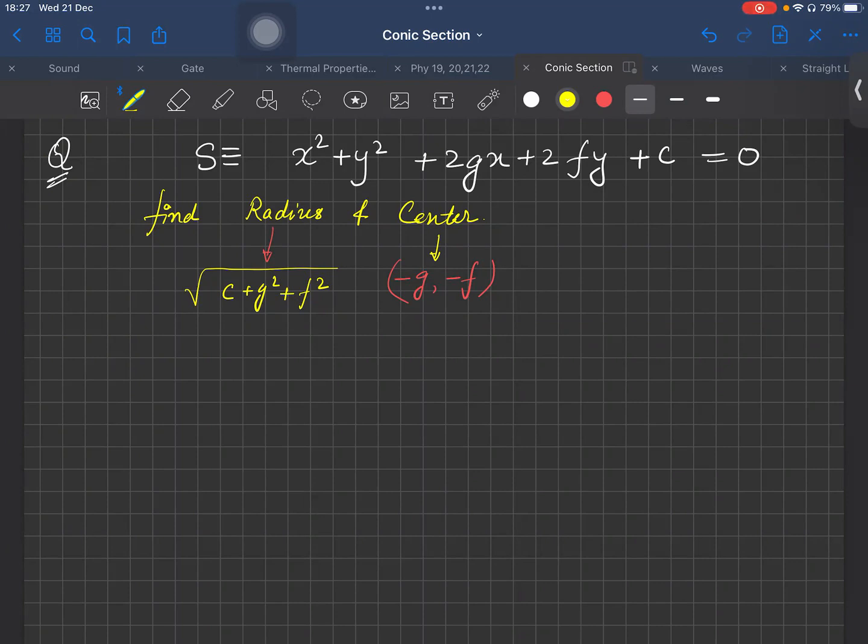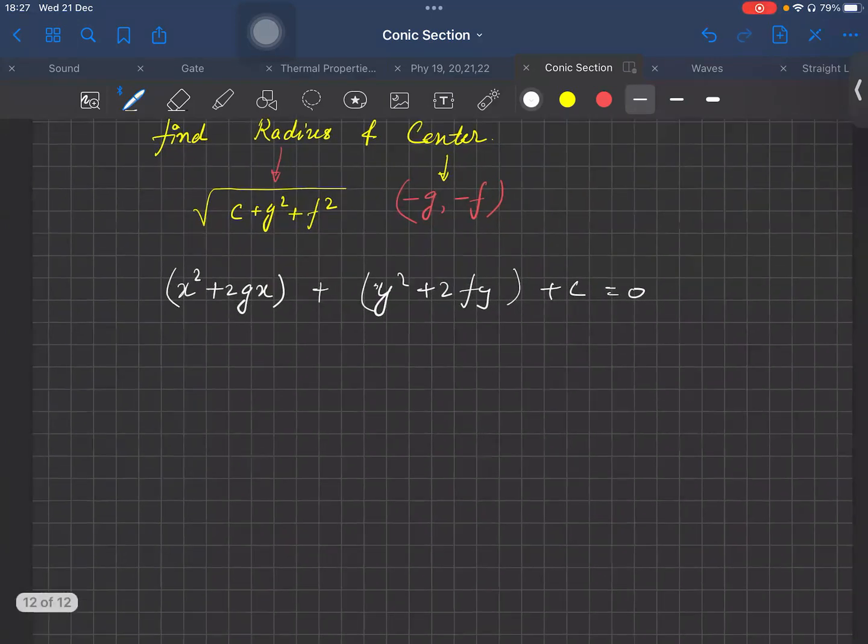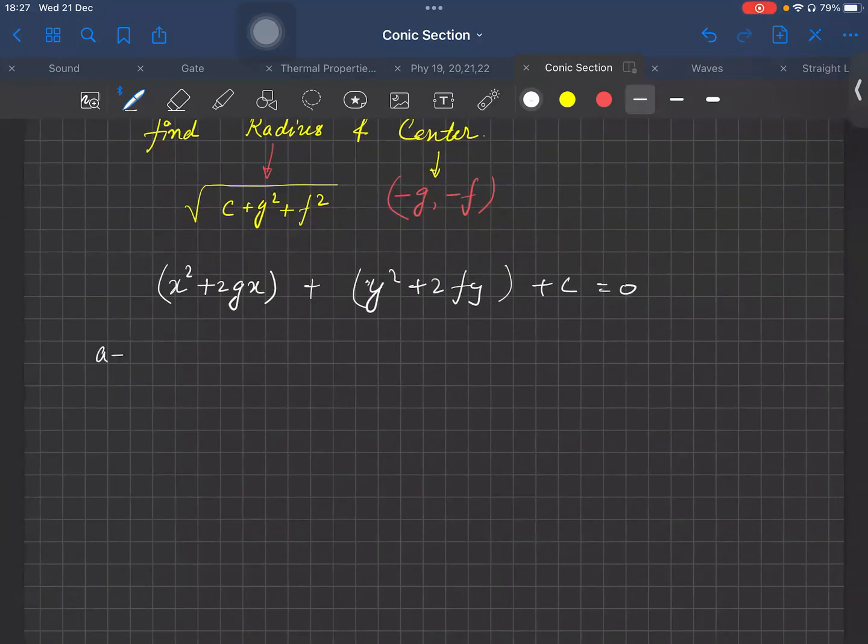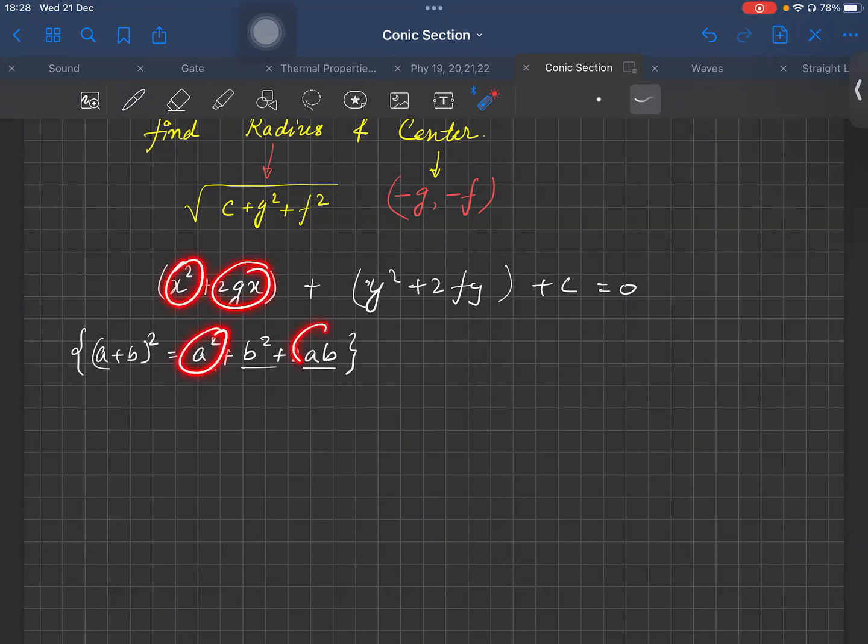Okay. So let's write the equation of circle: x square plus 2gx together and y square plus 2fy plus c is equal to 0. How can we make this a perfect square? This is rough work: a square plus b square plus 2ab. To make a perfect square, you need these three terms. But here we only have these two terms, so one term we have, and one term we have, but we don't know b square. That's how we are going to find the value of b.